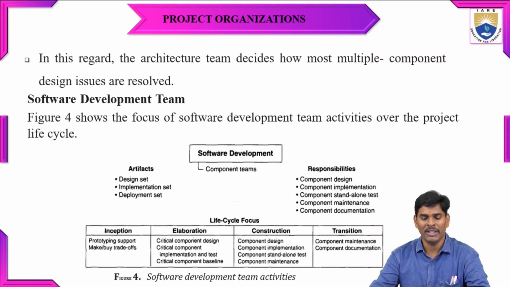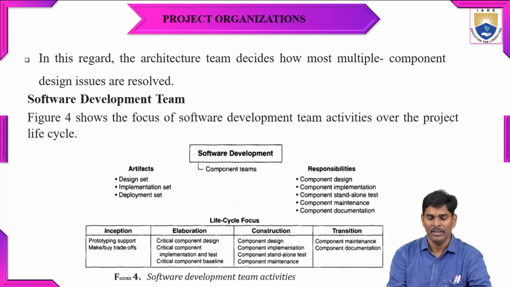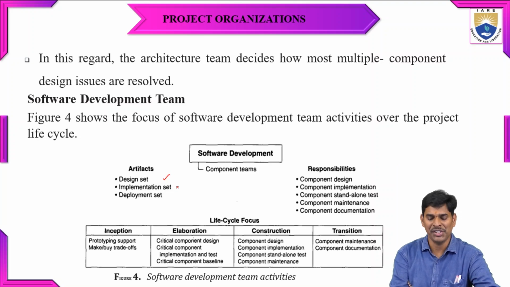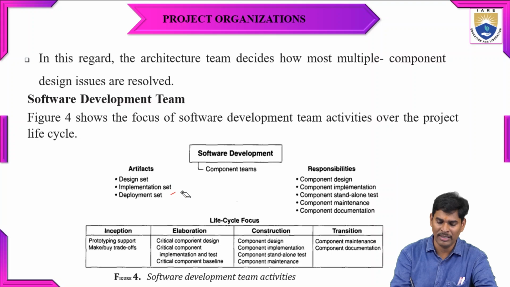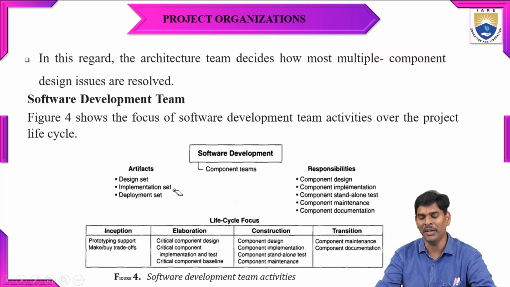Okay, so that's why we need to check the different types of single or multiple component design issues, which have to be resolved before going to the development team. In the software development team, the main artifacts are the design set, implementation set, and deployment set. These are the three different sets in the artifacts. The role is the component teams.